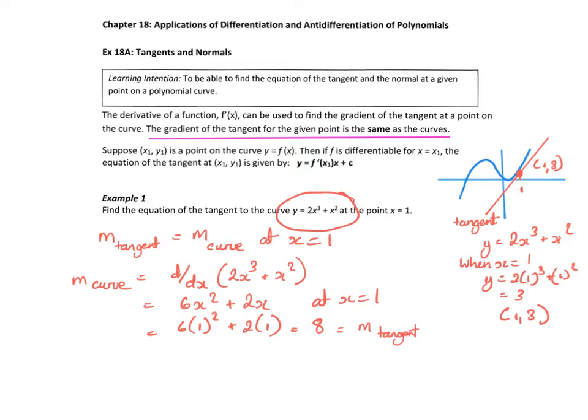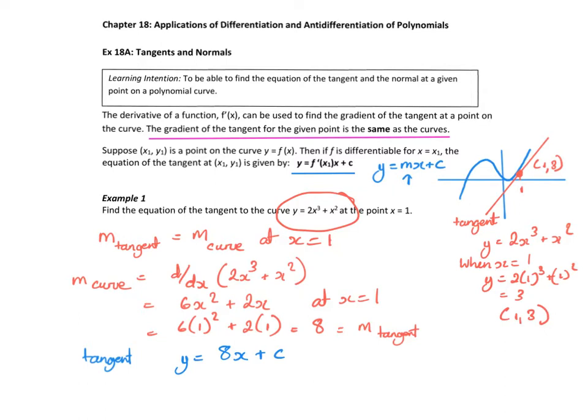Now our tangent is a straight line and it takes this format, which is pretty much the same thing as saying y equal to mx plus c. So straight away we know the gradient of that line is going to be 8 because we've just worked that out. So what we now have for the tangent, y is equal to 8x plus c. Now how do we go about finding that c value?